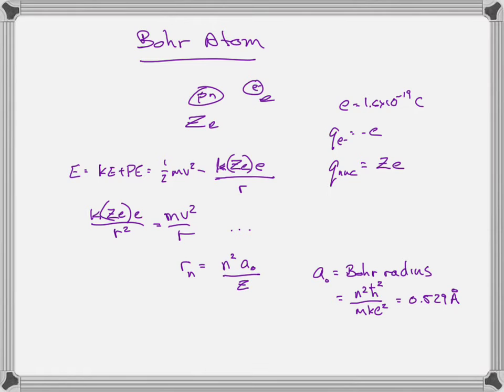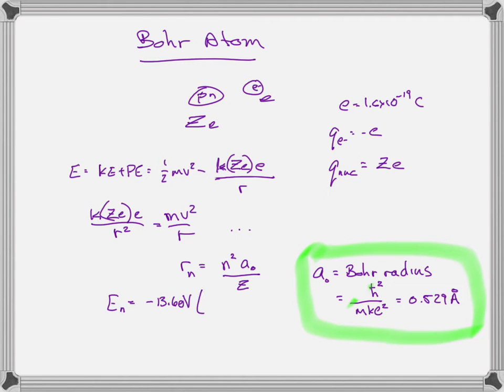r_n equals n squared a0. I can't remember if I defined a0 before, but we can define it here. It's the Bohr radius, the Z equals 1, n equals 1 radius, the smallest radius in the hydrogen atom. That was 0.529 angstroms. We find that the energy levels, E_n, are minus 13.6 eV times Z squared over n squared for atoms with higher numbers of protons.